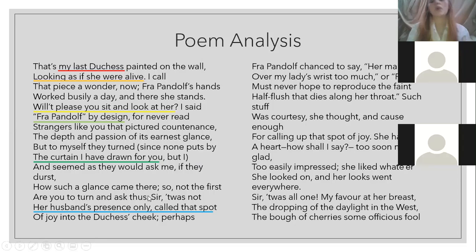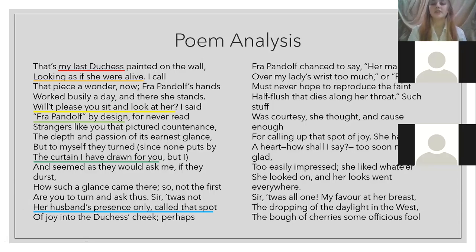So then he's saying like, oh, now everyone asks me this. "Sir, 'twas not her husband's presence only that called that spot of joy into the Duchess's cheek." By spot of joy, he's meaning like pink spots on your cheek, so blushing. And he's saying like, sir, wasn't it only you that can make somebody blush? So now we get a hint that maybe he thinks that he's not the only person that makes her blush. Who's talking here? It's still the Duke, but he's kind of saying, oh, and everyone would ask me, isn't it only you that can make her blush?